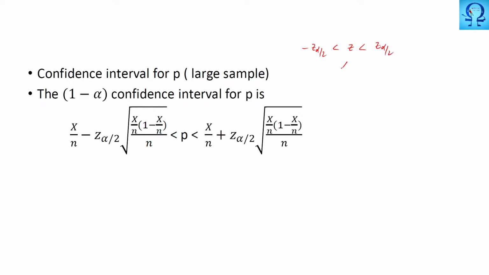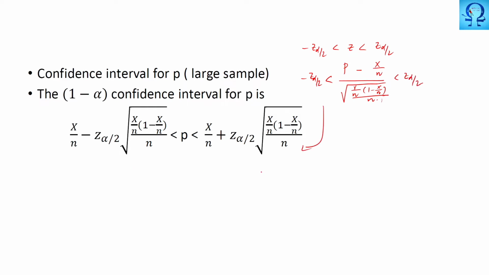And what was our z? It was x upon n minus p naught, upon under root p naught times 1 minus p naught upon n. This was the thing. Okay, so supposing this one we are taking as p, and this one we have as x upon n. And this is what we have, right? So now you just take other things to the other sides. So this was the thing that we have.